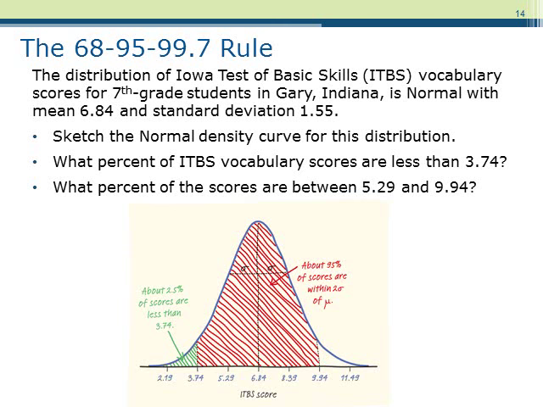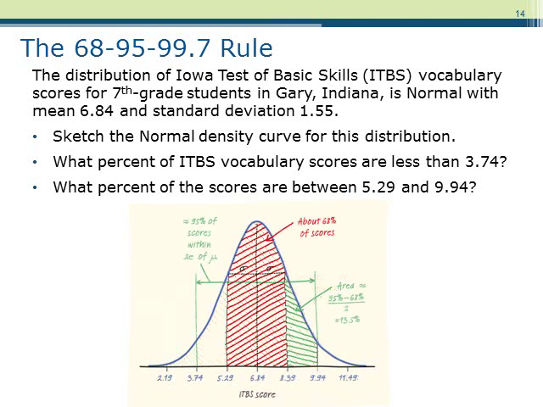Finally, what percent of the scores are between 5.29 and 9.94? First, 5.29 is 1 standard deviation below the mean, and 9.94 is 2 standard deviations above the mean. We want to find the area between these two values. We'll do this by adding the area between 5.29 and 8.39 to the area between 8.39 and 9.94.